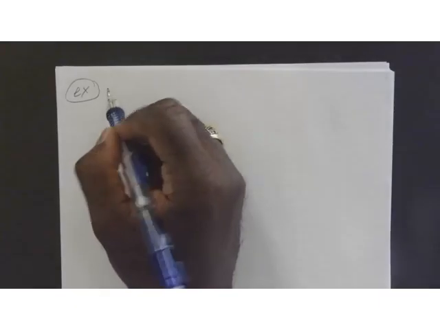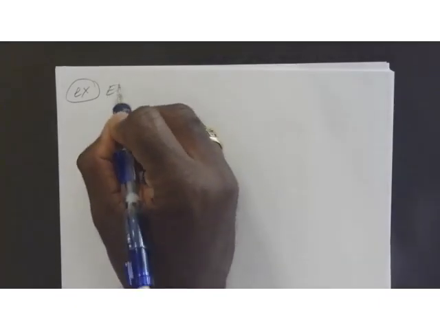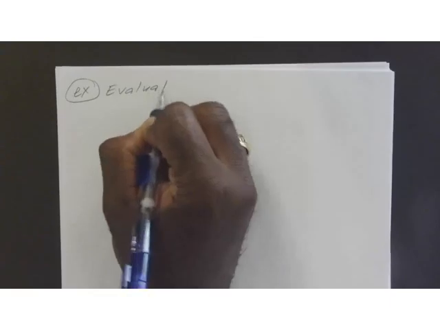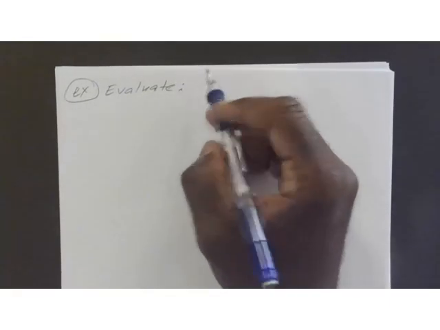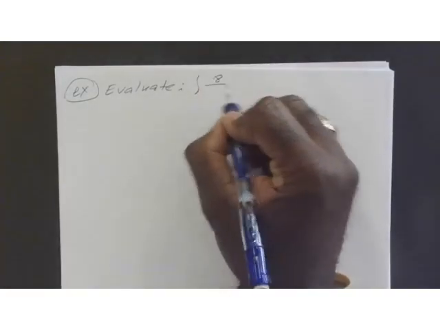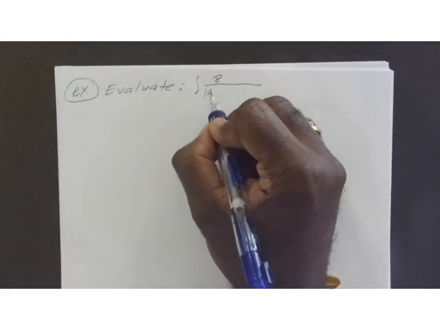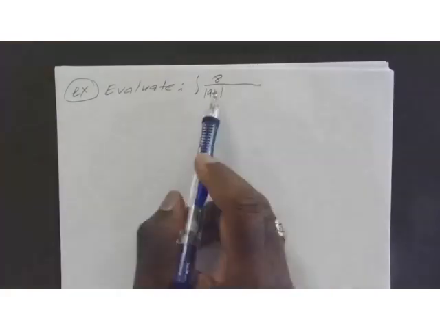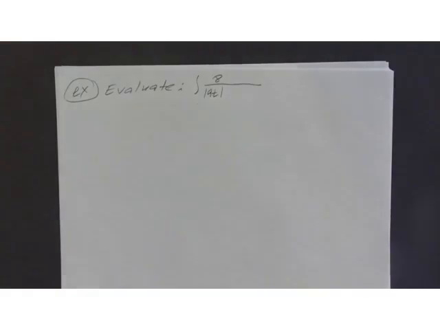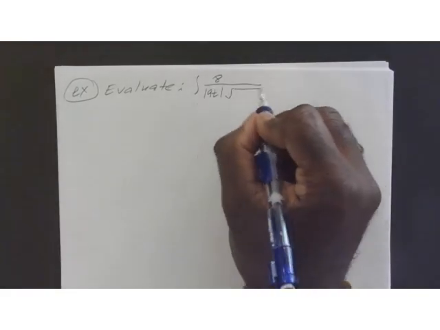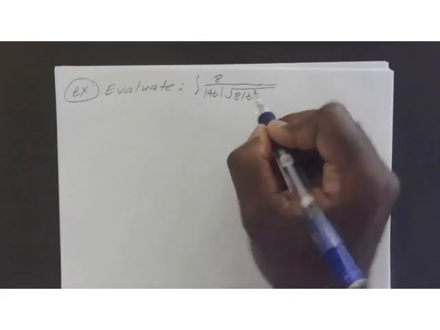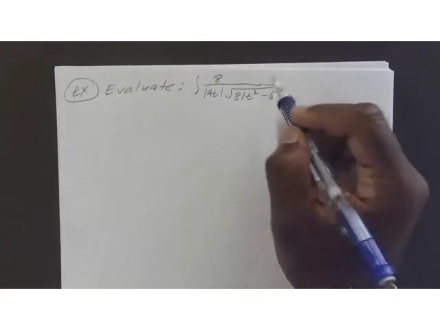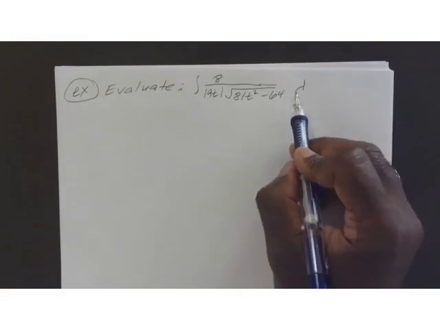Okay, so what if we wanted to evaluate the integral of 8 divided by the absolute value of 9t, and sometimes they'll put the absolute value, sometimes they won't, times the square root of 81t squared minus 64 with respect to t.